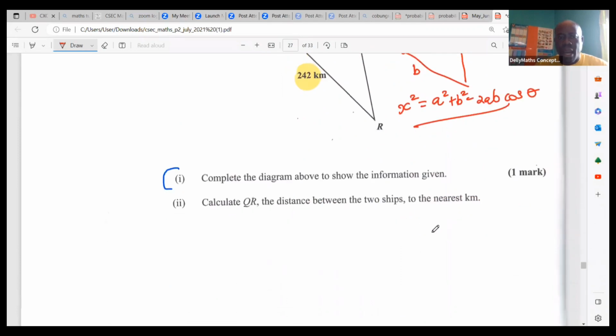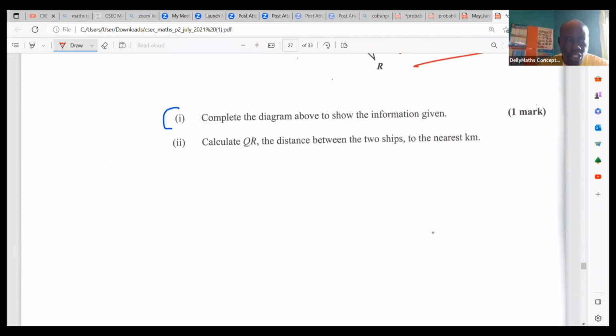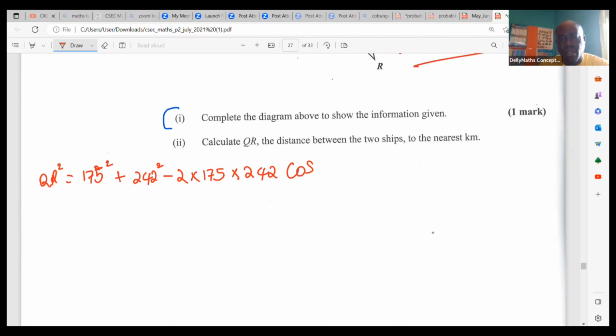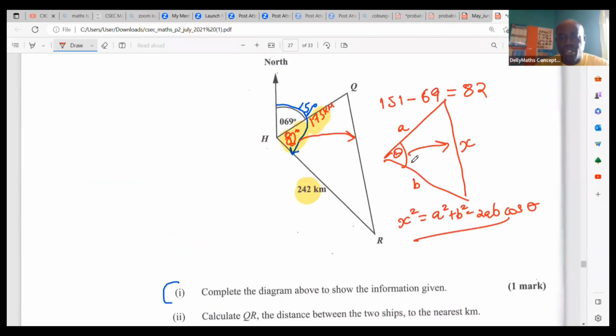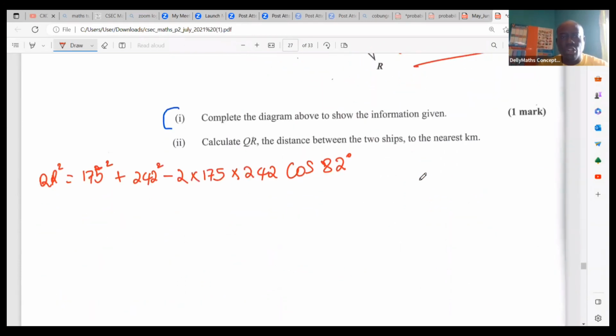We're talking about QR. So we could start off by saying QR squared is equal to 175 squared plus 242 squared minus 2 times 175 times 242. And we want to multiply this by the cosine of the angle between them, and we found that to be 82 degrees. We want to make sure that the sides and the angles are good. So let us go forward with our calculation.